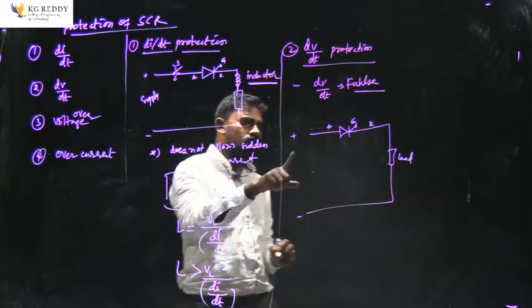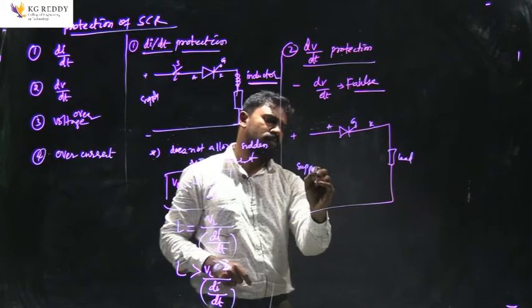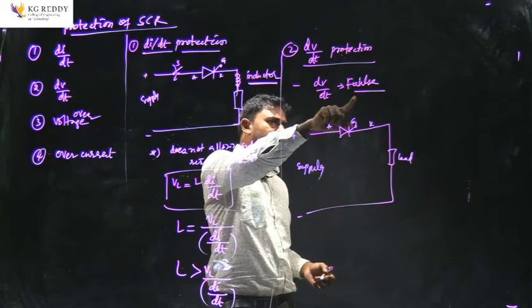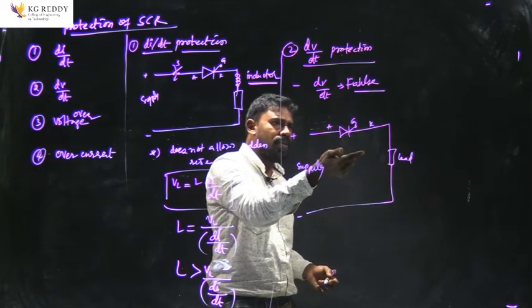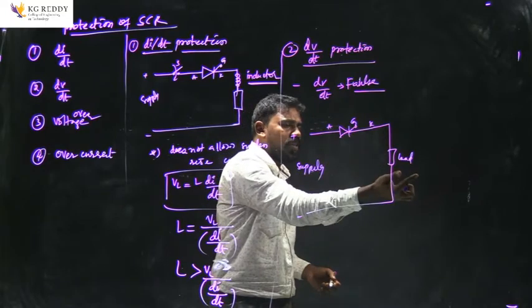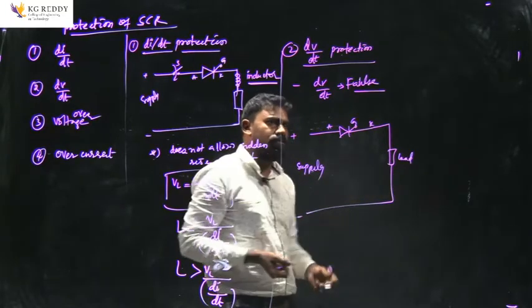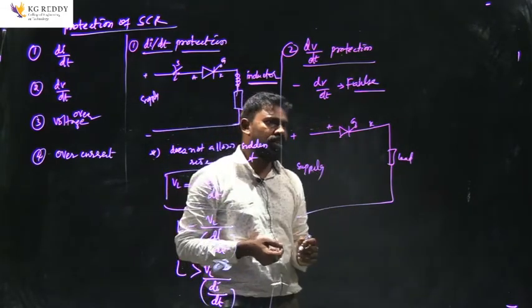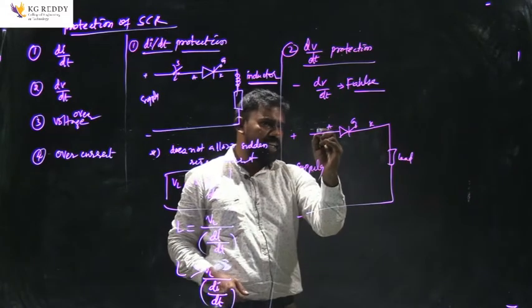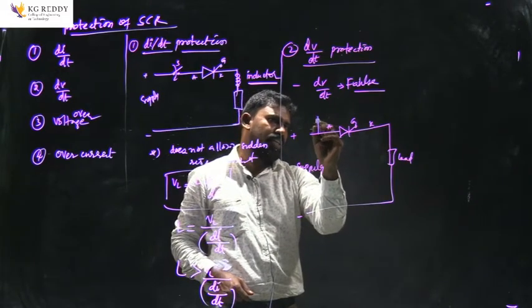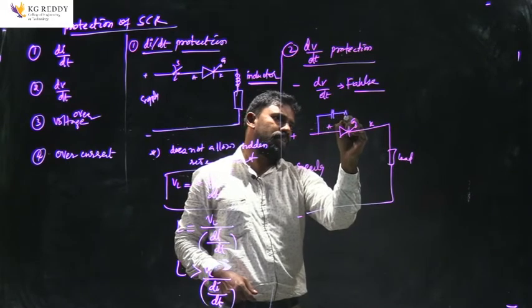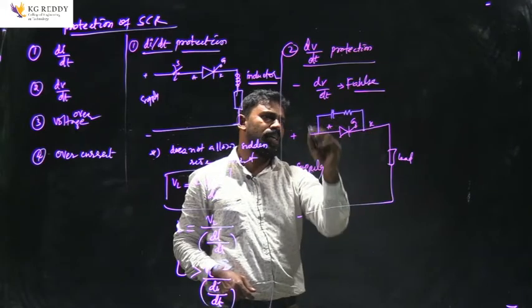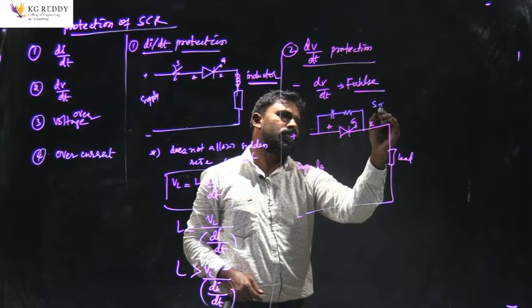Due to the sudden rise of voltage in the circuit, false triggering occurs, meaning the SCR may turn on automatically. Then our expected result will not come because of the false triggering. So how are we going to provide protection from this false triggering? See here, by connecting the snubber circuit: this is the capacitor and this is the resistor, connected across the SCR. This we call the snubber circuit.